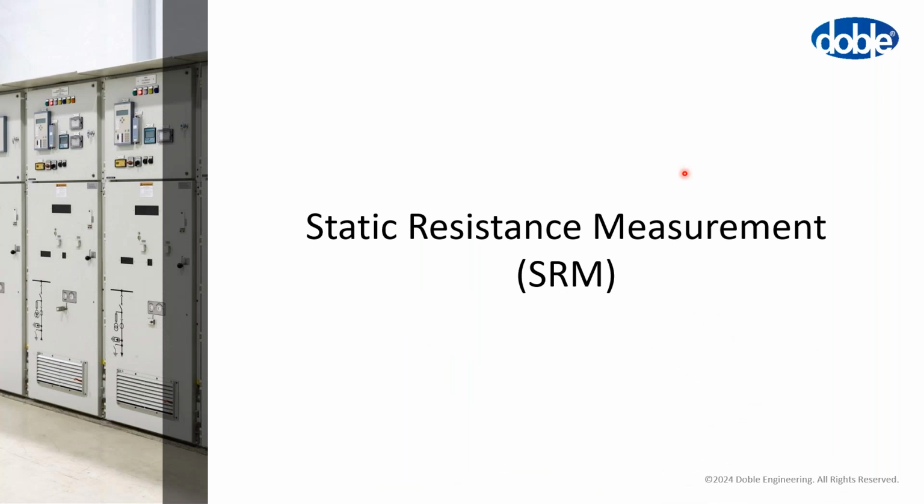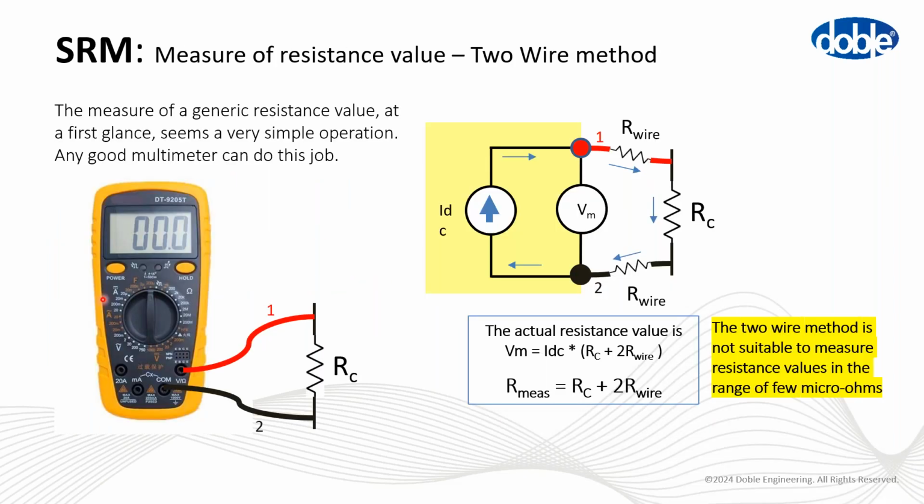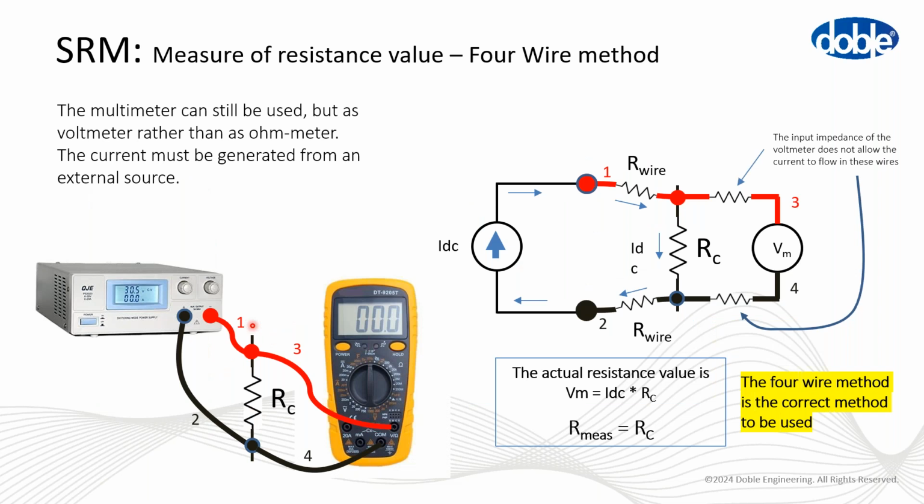Okay, let's talk about static resistance measurement. It must be checked because if the resistance increases in the contact, this is a sign of deterioration of the contact. So the heat and the power loss increase in that phase. So we just have to measure it. The good way to measure it: we cannot use the 2-wire method because the resistance we saw is close to some micro-ohms. So it's not possible to have valuable results because the 2-wire method considers also the resistance of the wire that you use. So it's not possible to use this method. But it must be done with an external generator. So we have to use the 4-wire method.